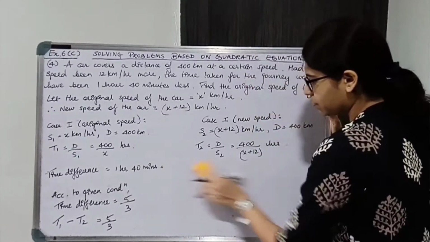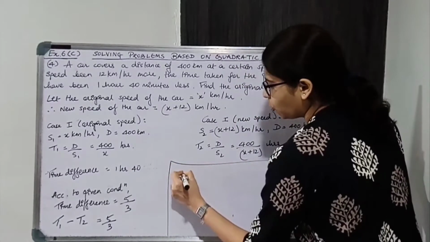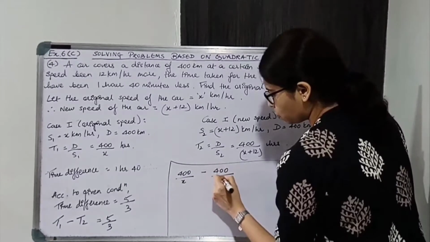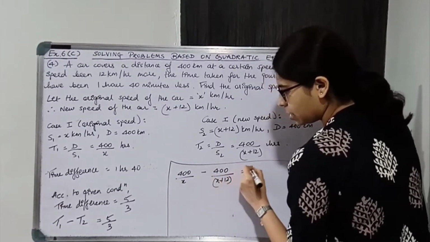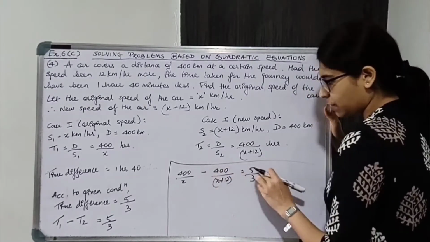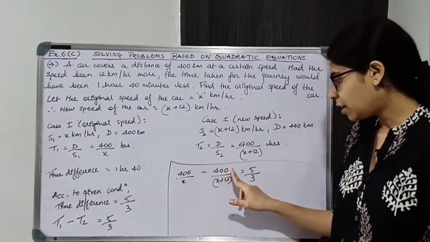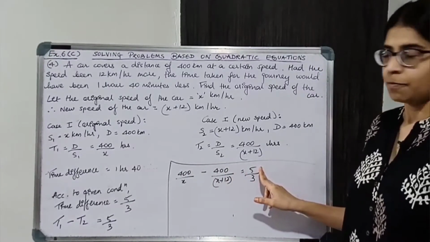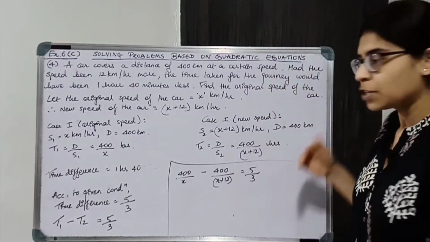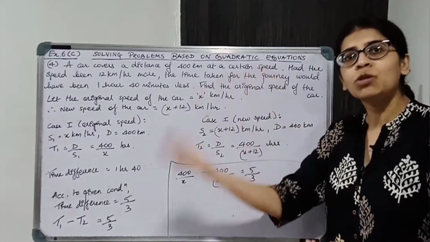Okay, so we'll get 400 upon x minus 400 upon x plus 12 is equal to 5 by 3. Okay, check the numerators. We have big numbers. Here I can divide by 5, here I can divide by 5, here I can divide by 5. So let's divide by 5, we'll get smaller numbers. ठीक है, so numerator से निकालना है, so we'll divide. Denominator से निकालना होता तो we would multiply.